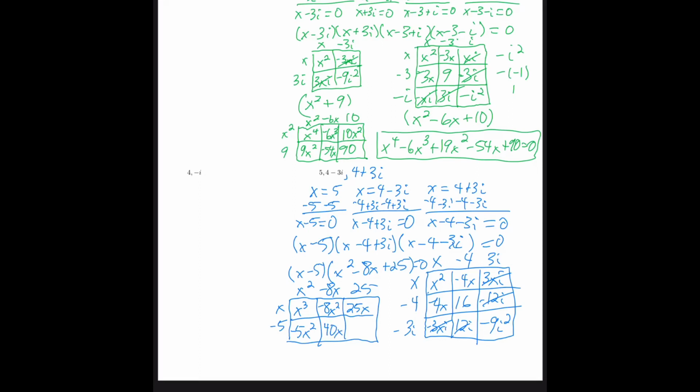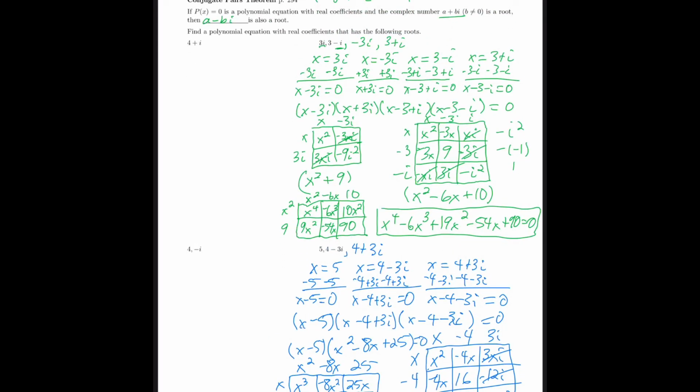And multiply these together. So x times x squared is x cubed. X times negative 8x is negative 8x squared. X times 25 is 25x. Negative 5 times x squared is negative 5x squared. Negative 5 times negative 8x is 40x. And negative 5 times 25 is negative 125. Combine like terms and we get the final answer. So x cubed, negative 8x squared minus 5x squared is negative 13x squared. 40x plus 25x is 65x minus 125 equals 0. And so there's the original polynomial equation that would give us the two roots we were given.